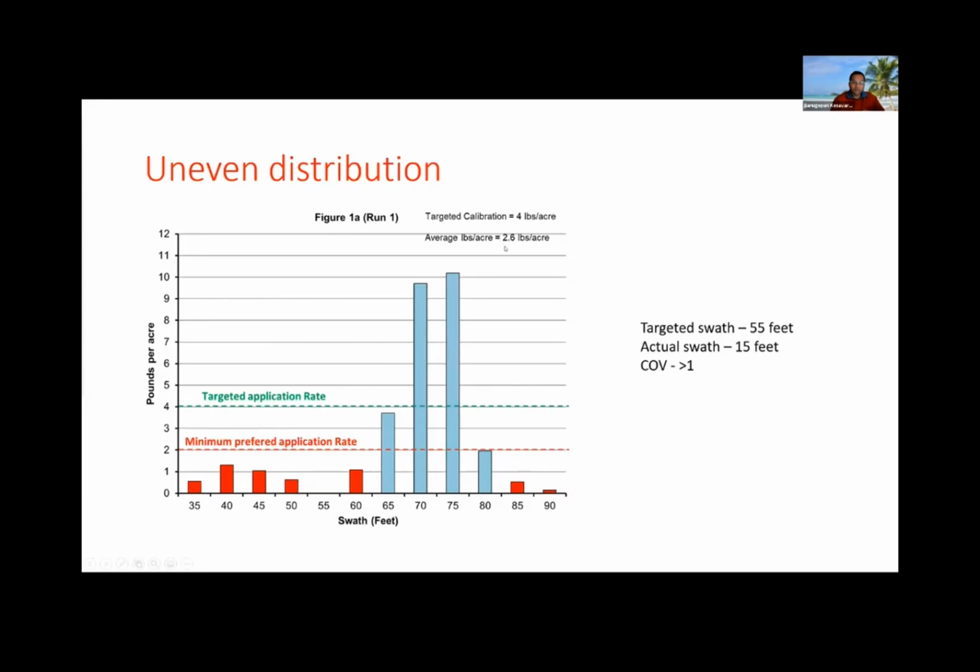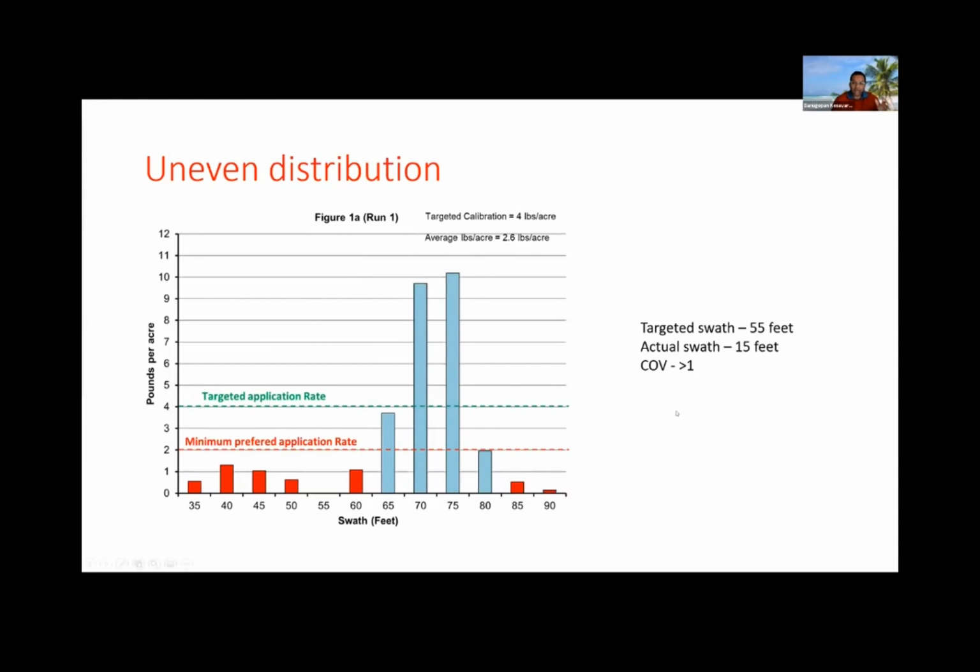Look at the average here. That's 2.6 pounds per acre. Can you trust that average? Look at this peak here. At one point in the swath, you're getting 10 pounds per acre. Some about 9.8 pounds per acre. So there's quite a bit. If you get this kind of distribution, then you have an uneven distribution.